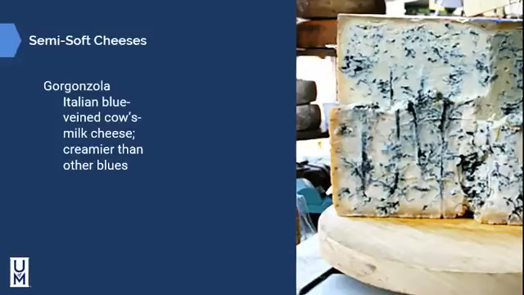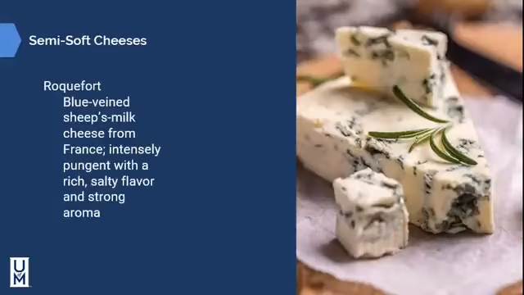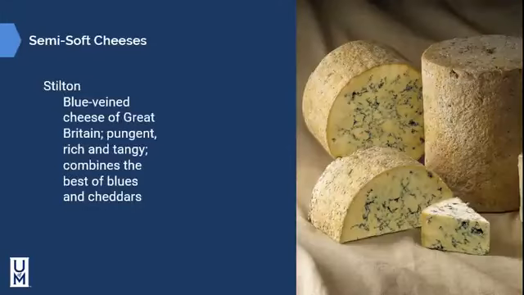Gorgonzola, probably one of the most famous of all the blue cheeses, is an Italian blue veined cow's milk cheese, and it's creamier than other blues. It's really excellent for melting into a sauce. Roquefort, blue cheese of sheep's milk made in France. It's intensely pungent with a rich, salty flavor and a strong aroma. Stilton is the grandfather of all the blue cheeses, the blue vein cheeses of Great Britain. It's pungent, rich, and tangy, and combines the best of the blues and the cheddars.